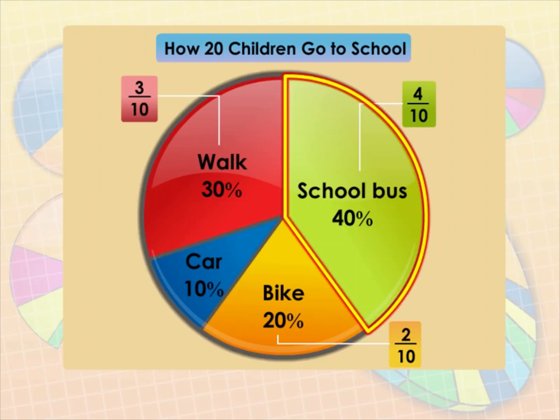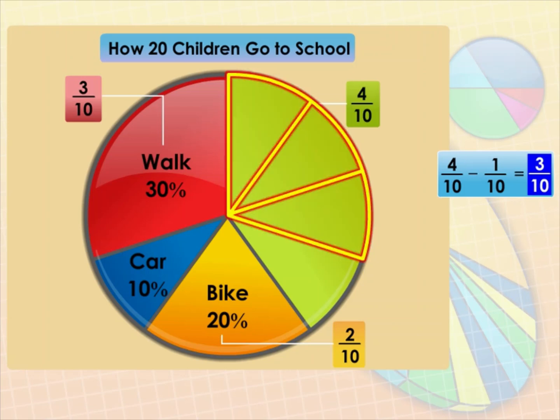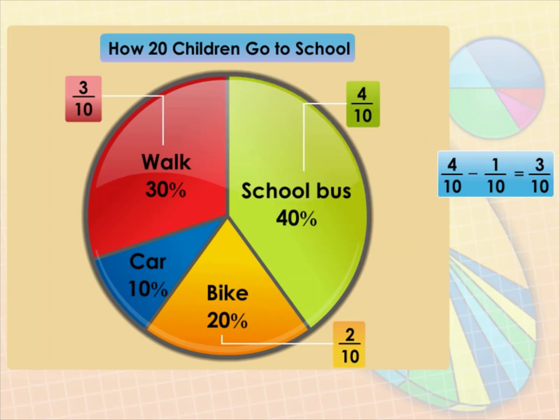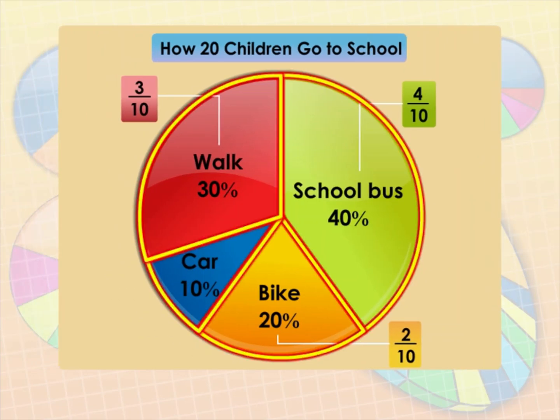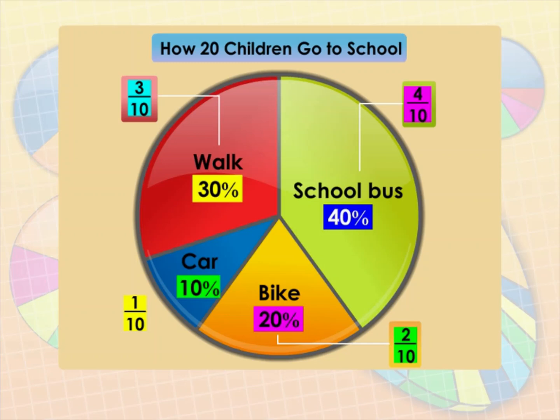What is the difference between the biggest and the smallest slice? The difference between the biggest and the smallest slice is 3 tenths. What is this difference in percentage? The difference in percentage is 30%. What is the actual number of children each slice in the pie represents? Using the percentage or the fraction, we can now find the actual number.